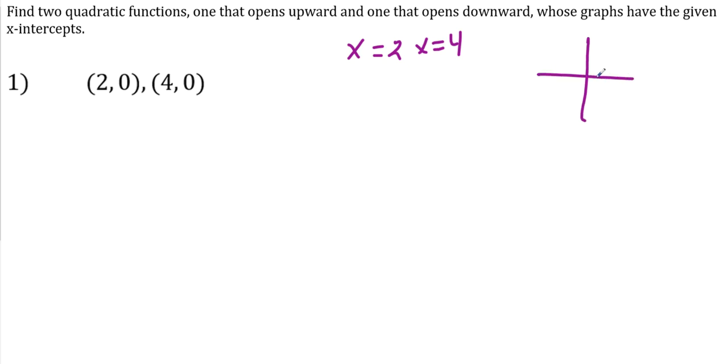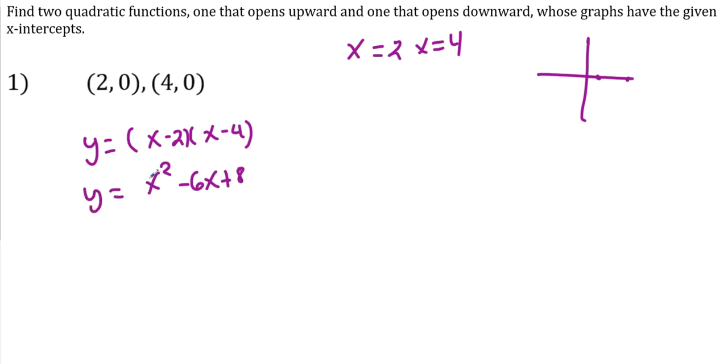Here we have 2, 0, and 4, 0. X is equal to 2 and x is equal to 4. All right, so I can solve this or write the equation a couple of ways, x minus 2 and x minus 4. All right, and I'm going to do the binomial multiplication. That gives me x squared minus 6x plus 8. Okay, and that could be y equal to, since this leading coefficient is 1, this one opens up.